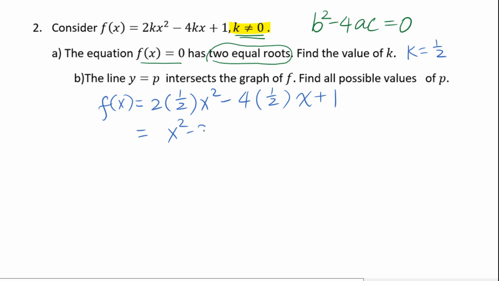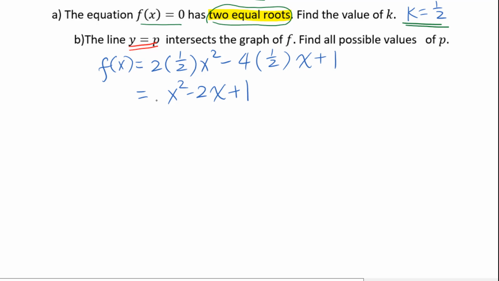X squared minus 2x plus 1. The graph opens up. Y equals p will be a horizontal line. It could be like this.